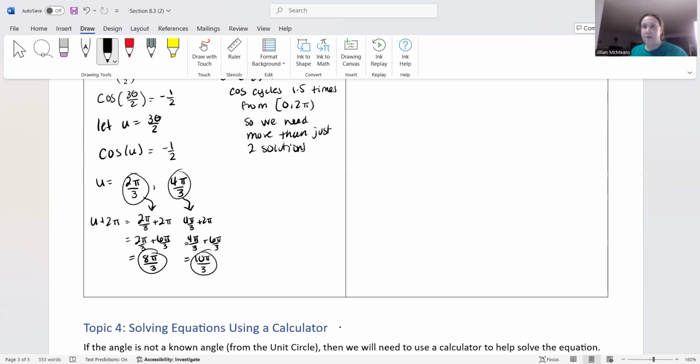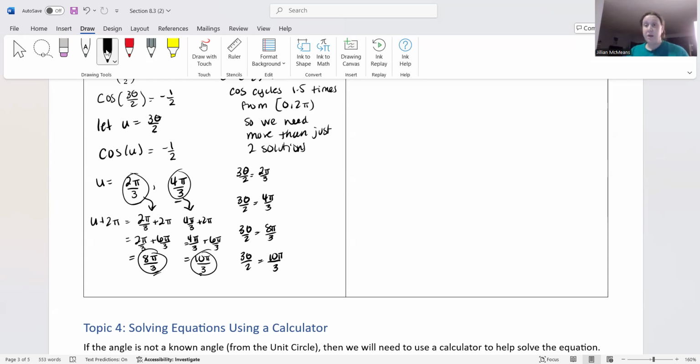Now, at this point, we can go ahead and say, okay, we know that u is equal to 3 pi over 2, so let's set each of these equal to 3 pi over 2. So I have 3 theta over 2, not 3 pi over 2. Please make sure you write that as theta. So we have 3 theta over 2 equals 2 pi over 3. We're going to have 3 theta over 2 equals 4 pi over 3. So we're taking all of these values for u and setting them equal to 3 theta over 2. So then 3 theta over 2 equals 8 pi over 3. And 3 theta over 2 equals 10 pi over 3.